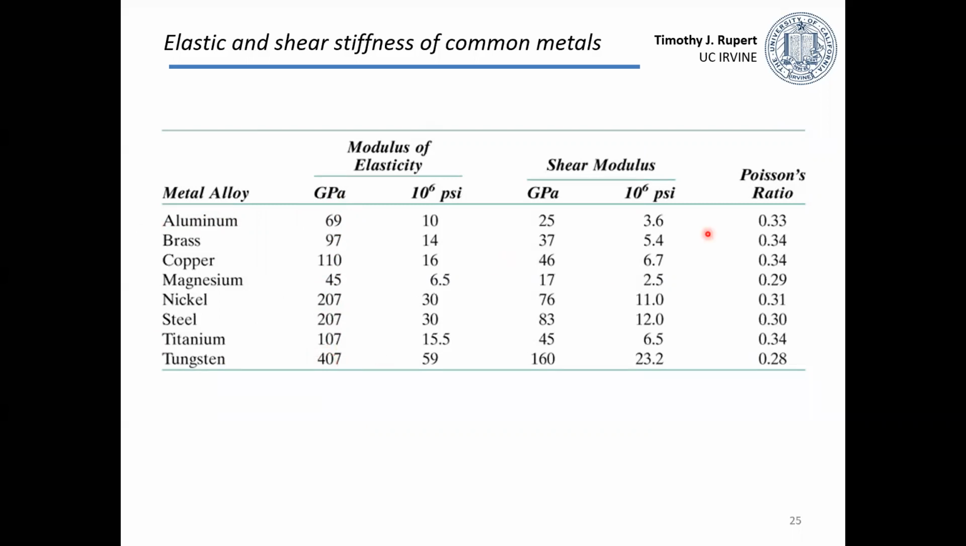Now, at the same time, I also want to point out there's not huge variations in Poisson's ratio. Poisson's ratio is pretty consistently about 1/3 for all these different metals, although it changes a little bit.